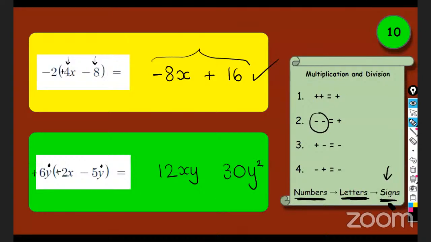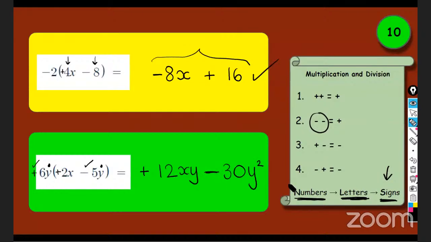Let's do the signs. The signs are last on the list. A positive by a positive. If you look at your rules here, two positives give you back a positive. And here now, a positive and a negative. A positive multiplied by a negative is a negative.